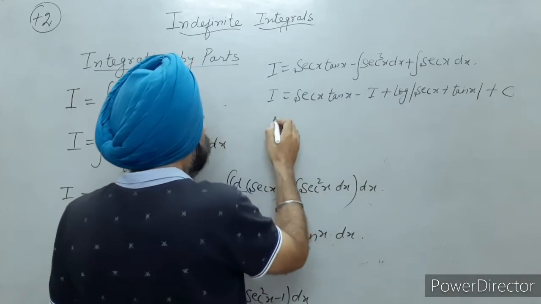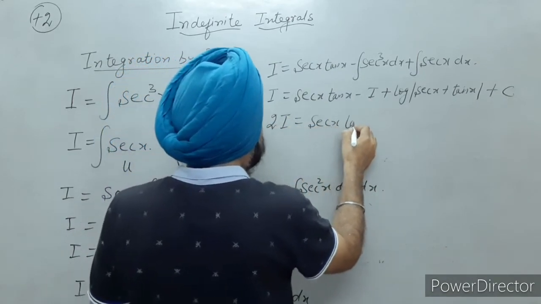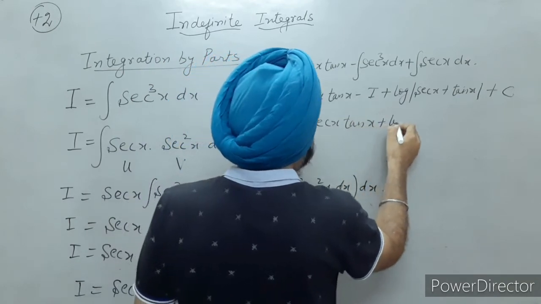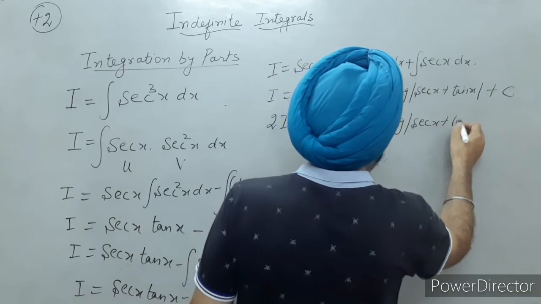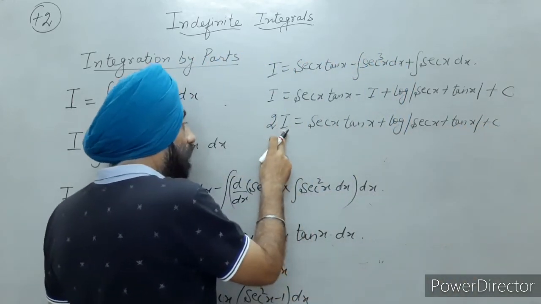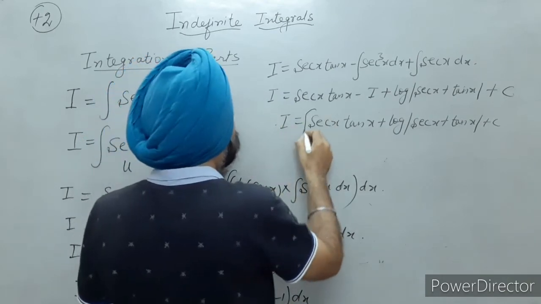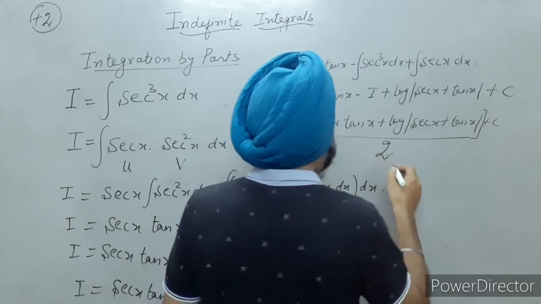Just take this I to this side. 2I equals to secant x tan x plus log of secant x plus tan x plus c. Now I need I, so divide by 2. This whole expression divided by 2. I get the answer.